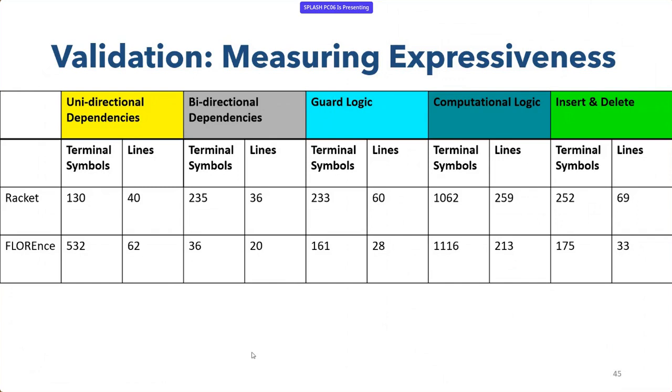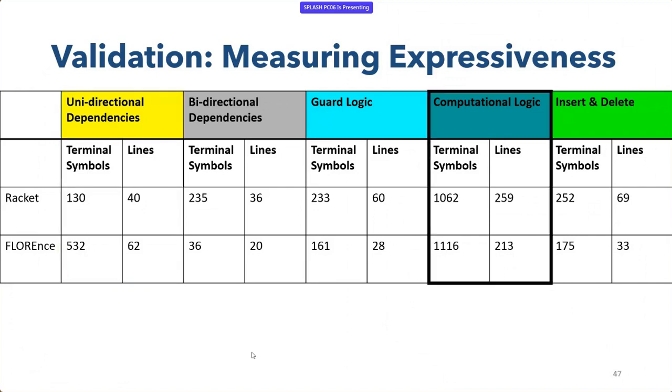Computational logic is code to compute things such as reactors, and then insert and delete, which is the code to manage the database. For each category, I looked at the number of terminal symbols and number of lines, and this was the result. For unidirectional dependencies, you actually had an increase in number of terminal symbols and lines for FLOREnce compared to Racket. However, when we looked at the code, we saw the dependencies were much clearer in FLOREnce than in Racket, so we don't see this necessarily as a bad thing.